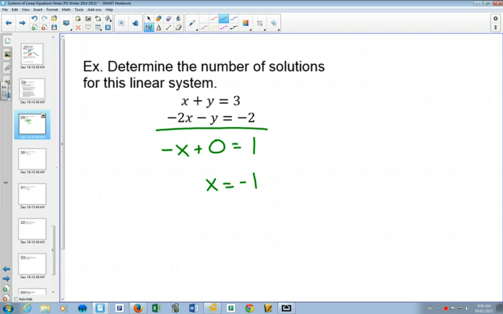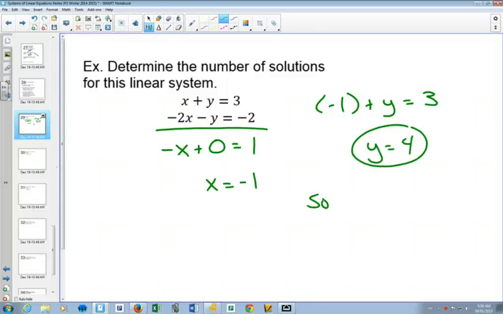Now that we've got x is negative 1, we can plug that into the first equation, add 1 to both sides, and you get y is equal to 4. So our solution is the point negative 1 comma 4.